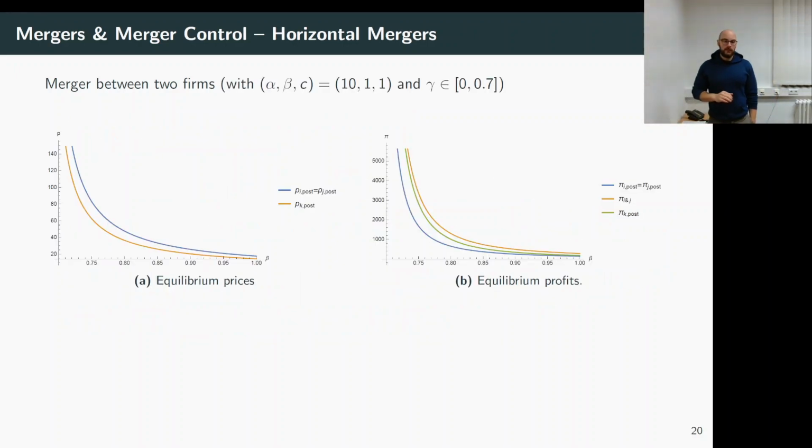Here we have just plotted these functions. What you see here on the left are the equilibrium prices. Orange is the price of firm K, so the firm that is not involved in the merger, and firms I and J, which is basically the same. And what we see is that the non-merging party will price below the merging parties. And here you see the profits pre-merger of the firms I and J, the profits of the merged entity, and of course of the non-merging party. And you see that the non-merging party benefits from the merger.